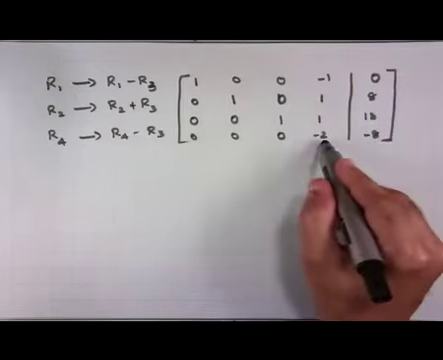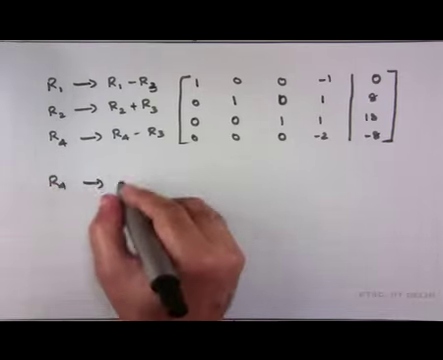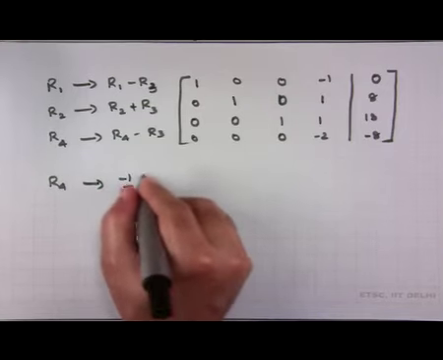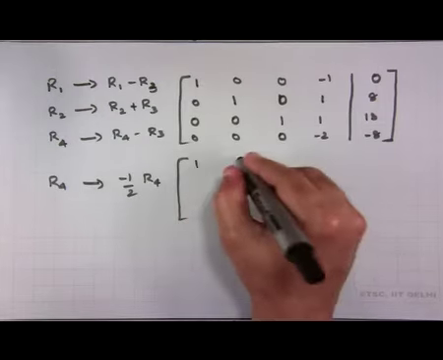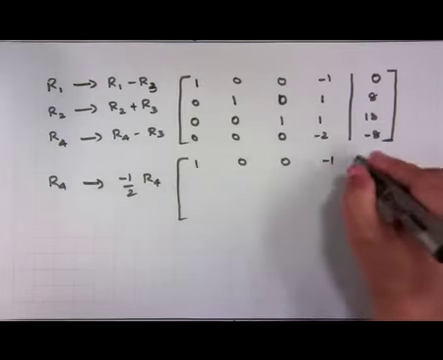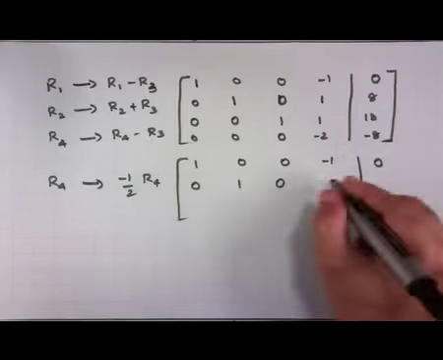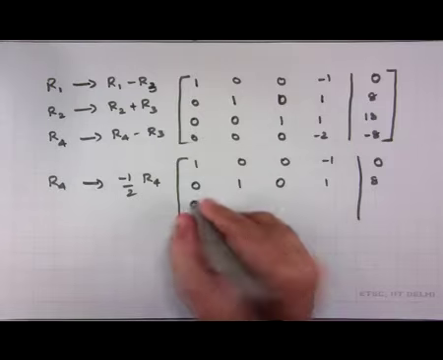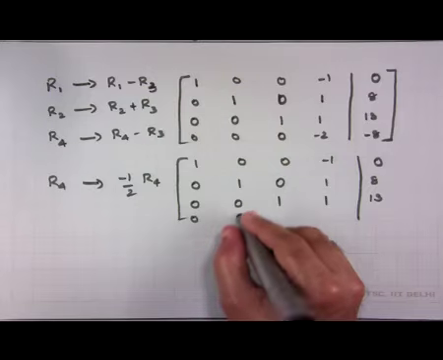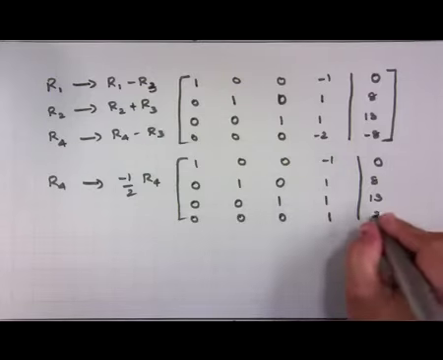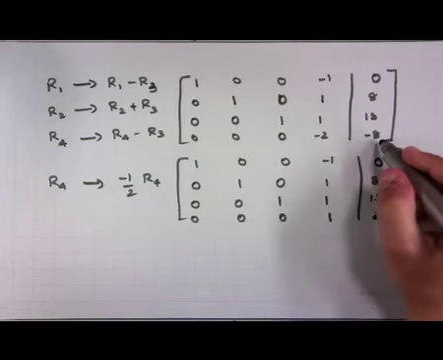You have minus 2, so let us convert it into 1. R4 is replaced by minus 1 by 2 times R4, giving 1 0 0 minus 1 and 0, 0 1 0 1 8, 0 0 1 1 13, 0 0 0 1, and you have a 4, because minus 8 by minus 2 you have 4.